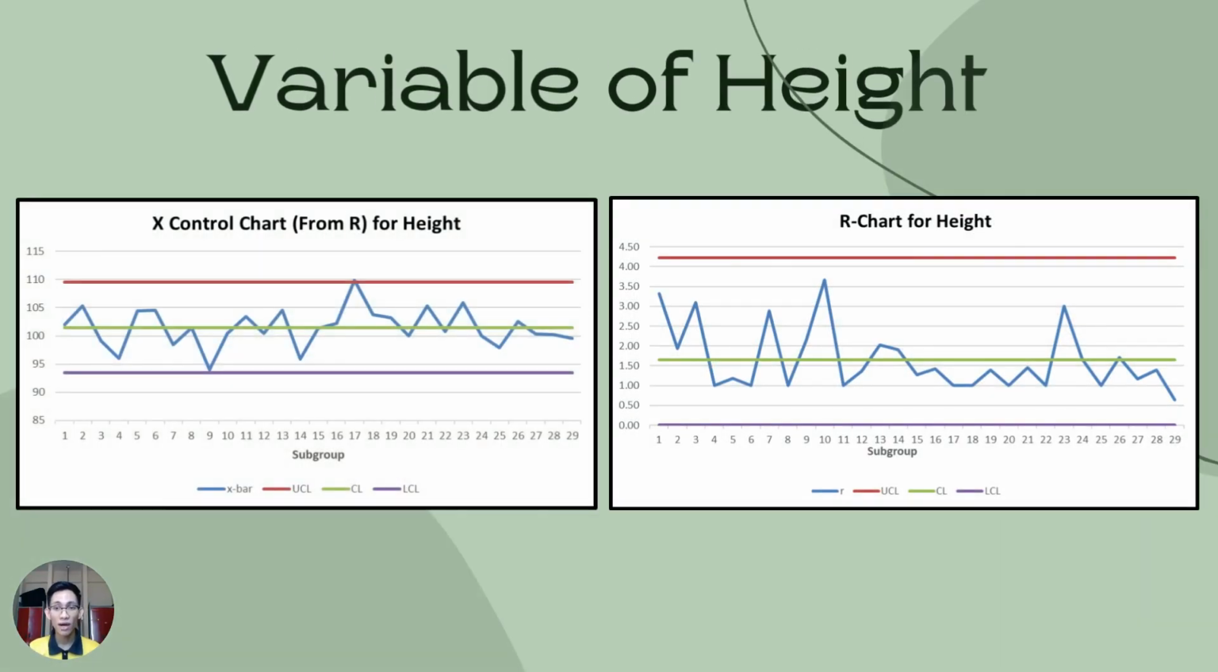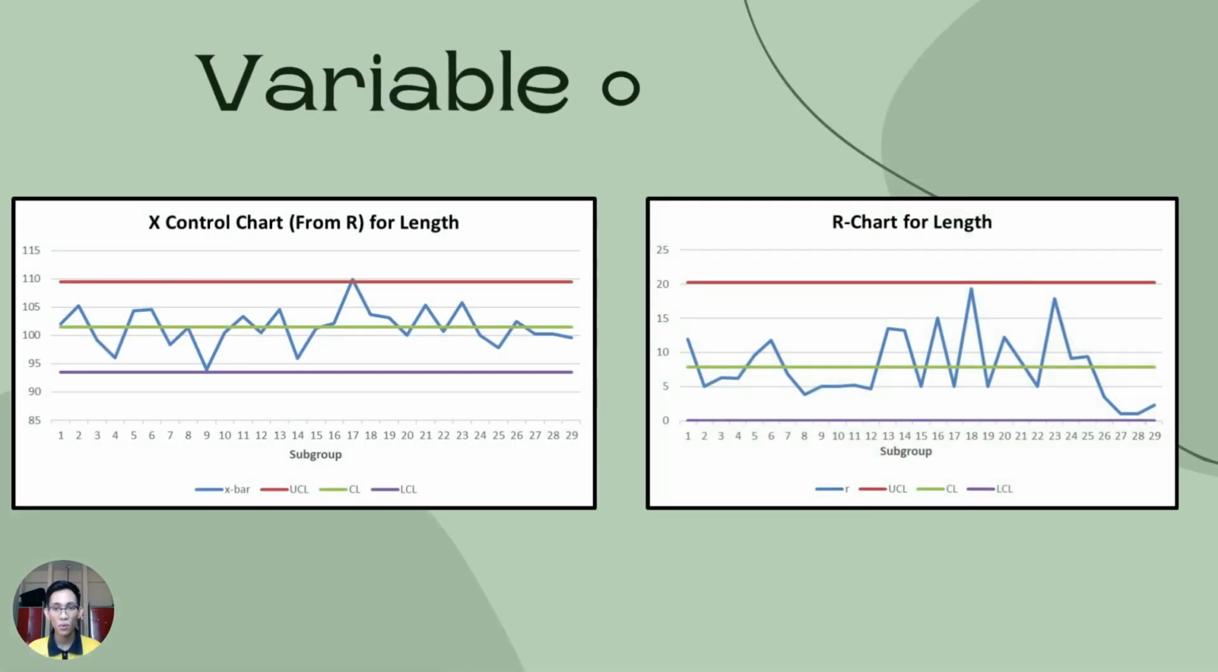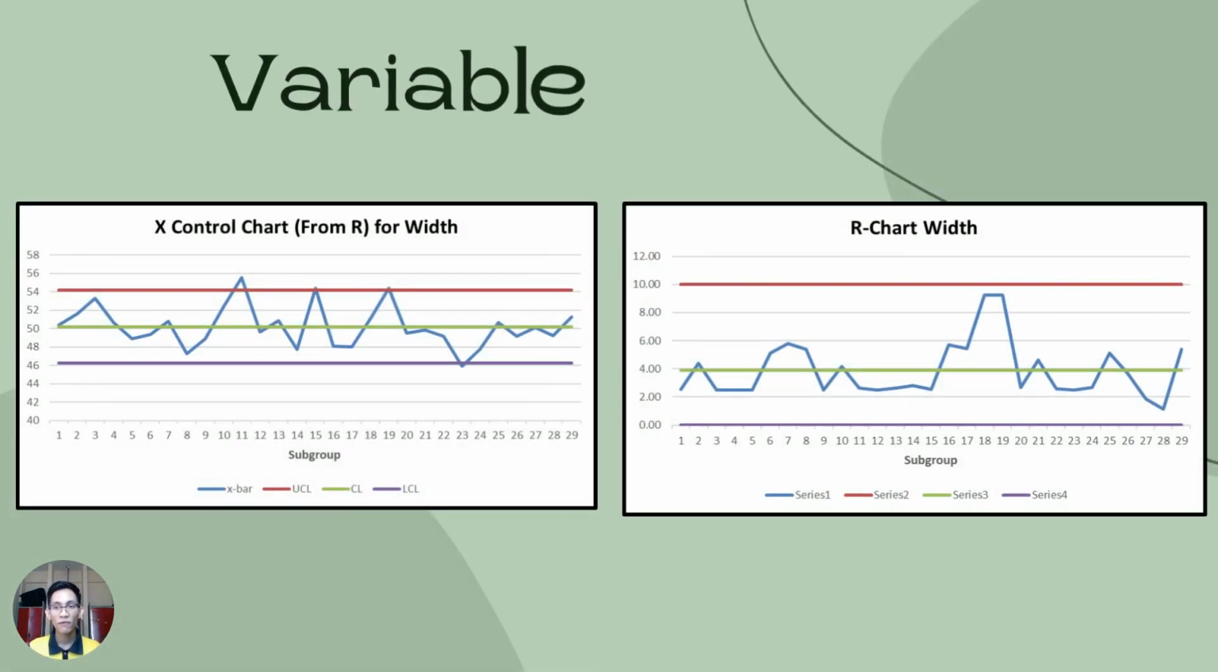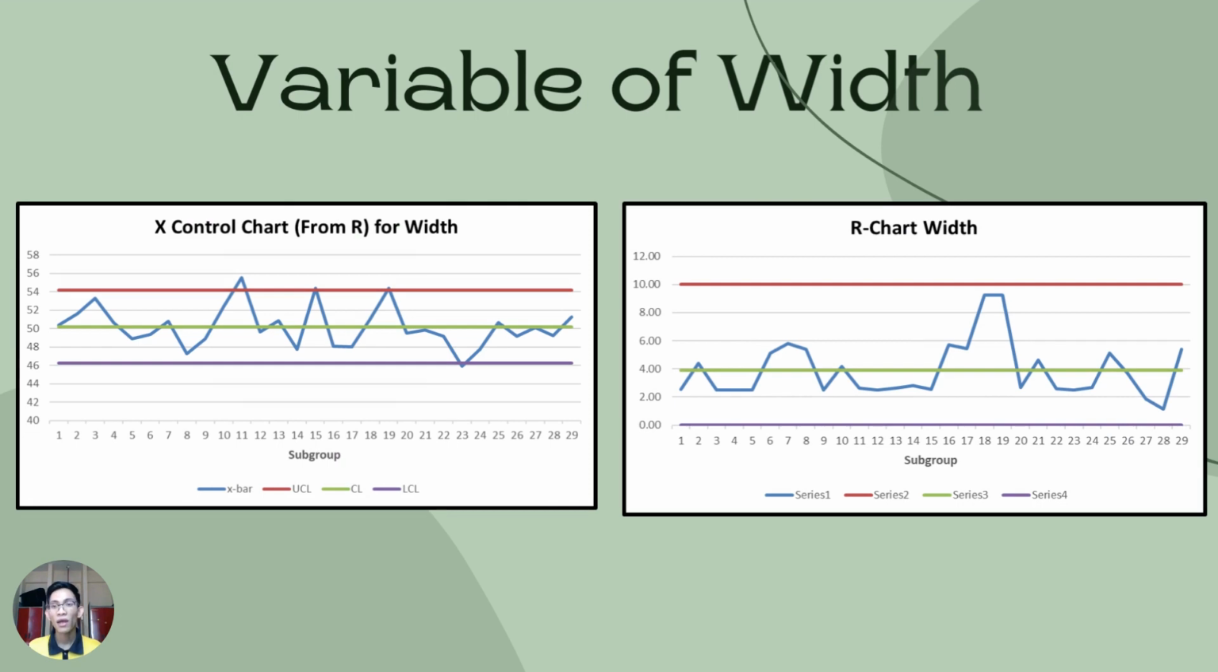For a variable of height, after we plot the graph, you can determine there is only one outlier inside X control chart while zero outlier inside R chart. Next, we have variable of length. After we plot the graph, we can see there also have one outlier inside X control chart while zero outlier inside R chart. For variable of width, after we plot the graph, we find out that there are four outliers inside X control chart while zero outlier inside R control chart.